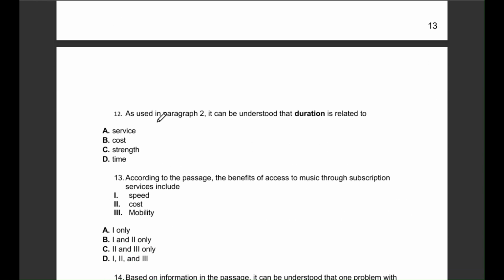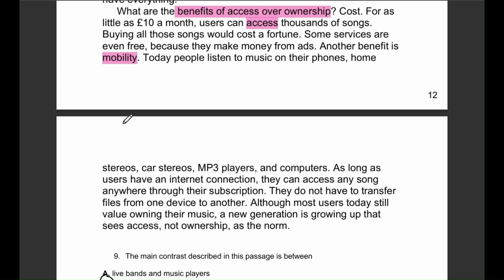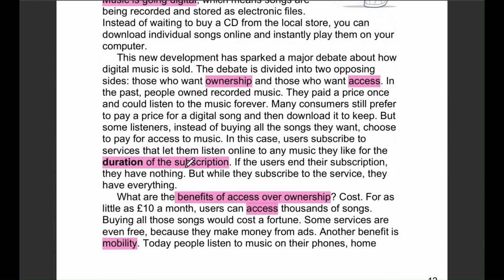For question number 12, we have, as used in paragraph 2, it can be understood that duration is related to, and options. A, service. B, cost. C, strength. D, time. The answer to this question is letter D, time. In this case, duration means how long your music subscription lasts. Let's move on to question 13.